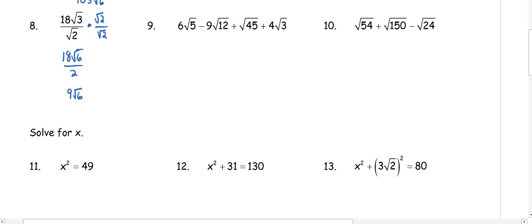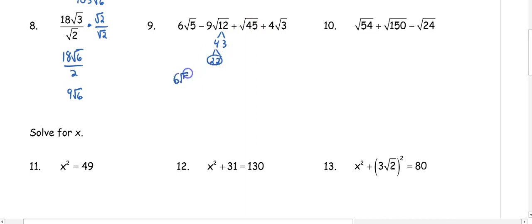Now, adding and subtracting radicals. Adding and subtracting radicals is like combining like terms. The number under the radical needs to be the same. So right now, nothing combines together, but we can break down two of these radicals. So we can break down 12. We have 4 and 3, 2 as our pair.